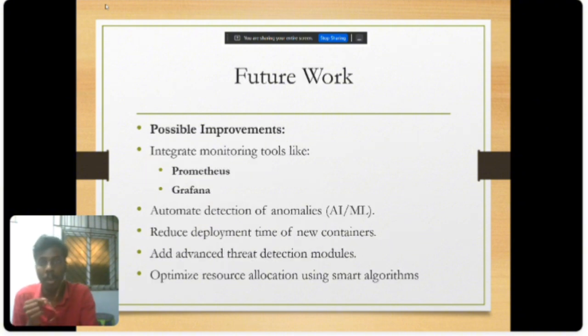Possible improvements for future work: integrating monitoring tools like Prometheus and Grafana, automating detection of anomalies, reducing the deployment time of new containers, adding advanced threat detection models, and optimizing resource allocation using smart algorithms.